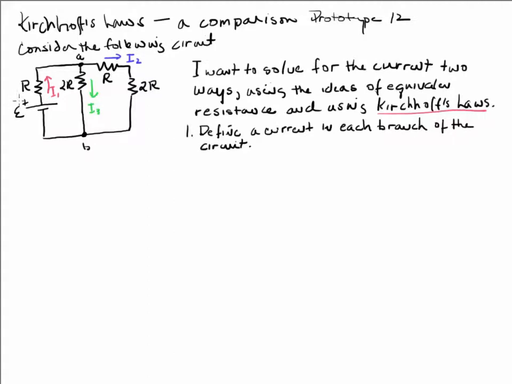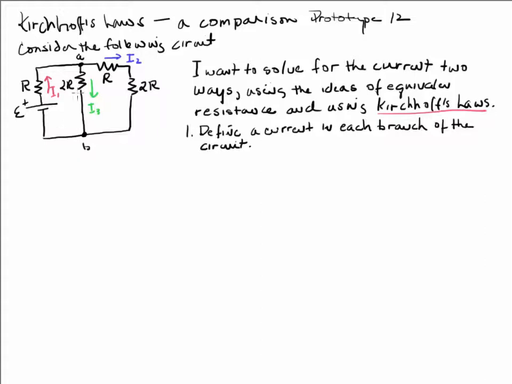Once again, we want to solve for the current two ways. We've already used equivalent resistance. Now we want to use Kirchhoff's laws. So as our first step, we need to define a current in each branch of the circuit.